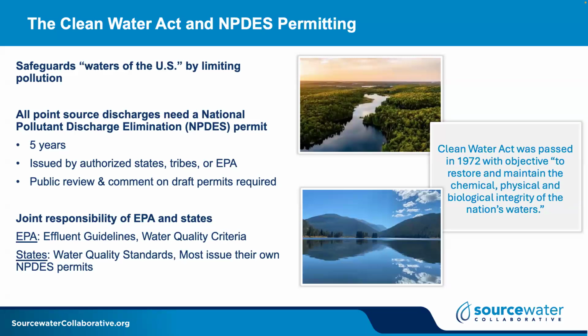And when we're thinking about NPDES permits and the Clean Water Act in general, it's a joint responsibility of the US EPA and states. EPA is responsible for updating effluent guidelines, as well as putting out water quality criteria. And states are responsible for their own water quality standards, although those standards have to be approved by EPA. And as I already mentioned, most states issue their own NPDES permits.